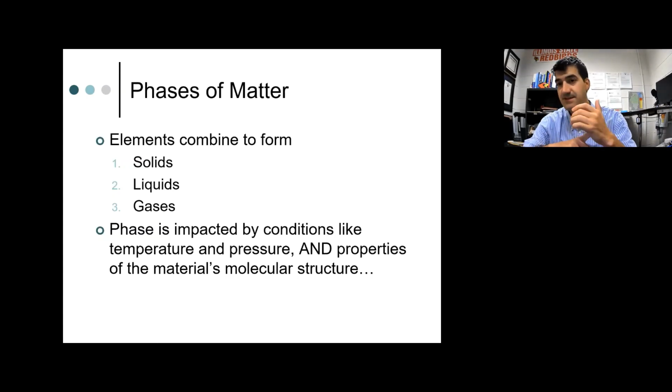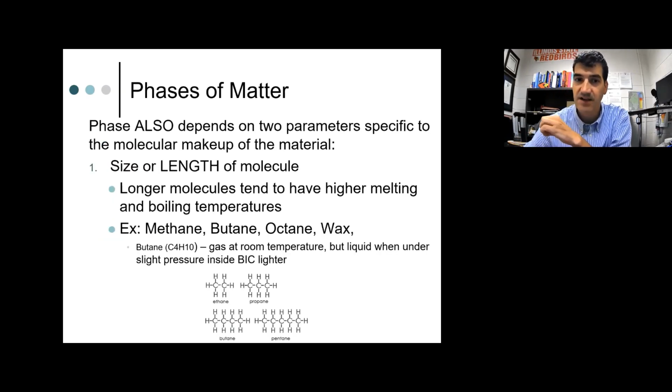So it's impacted by temperature and pressure, but also things about the molecular structure of the material impact whether it's going to be a solid or liquid or a gas. And I've mentioned that already a little bit. So 2 things that I want you to know about the molecule itself that impact whether it's going to be a solid or a liquid or a gas. Number 1 is, independently of anything else, the size of a molecule impacts its phase.